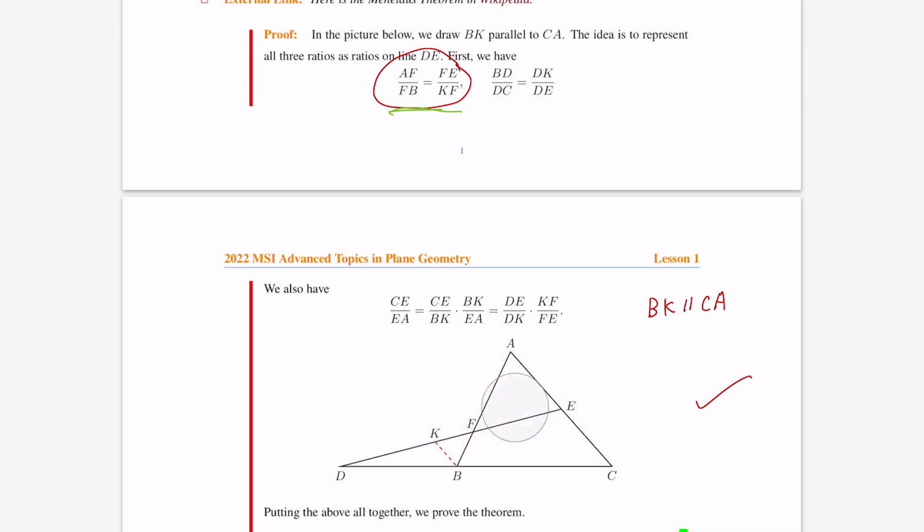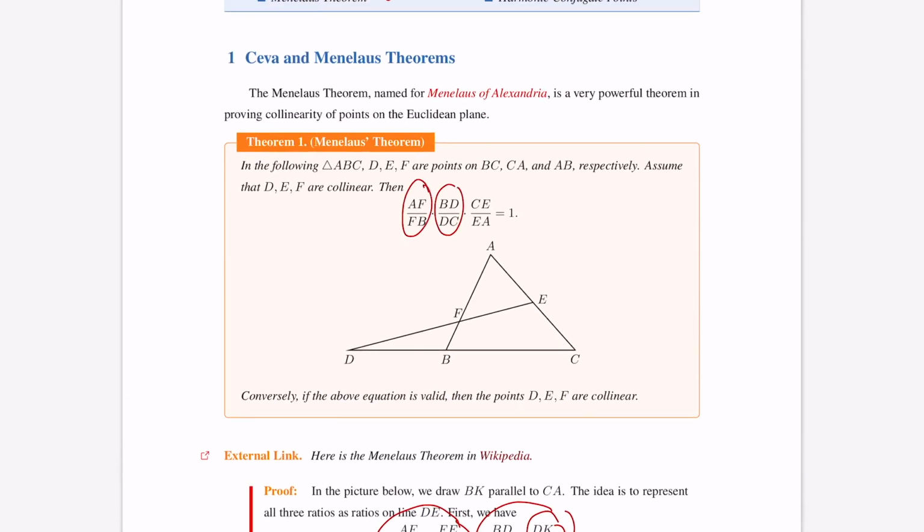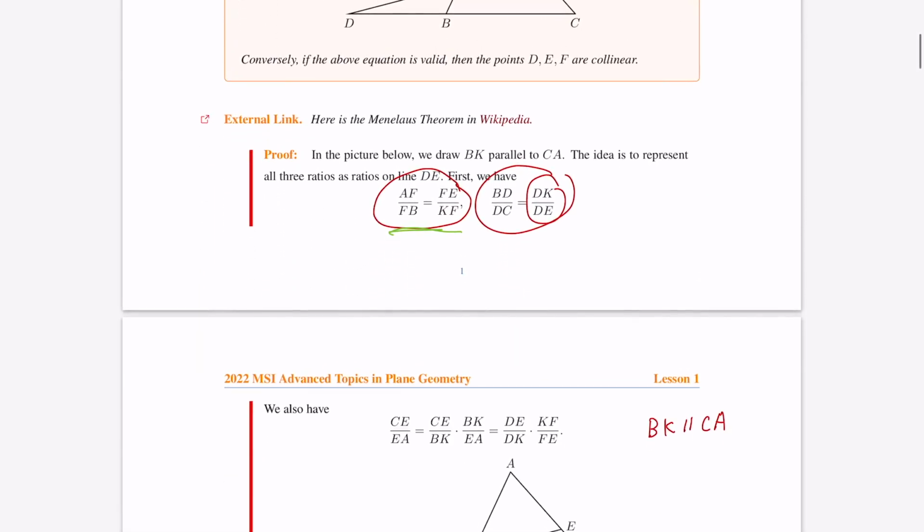Now let's do the next one. How about BD over DC? You see another pair of similar triangles. This triangle is similar to that one. So by the property of similar triangles, BD over DC is equal to DK over DE. Perfect. So we have converted two of the three ratios, well, we didn't solve them, but we converted them to ratios on that single line.